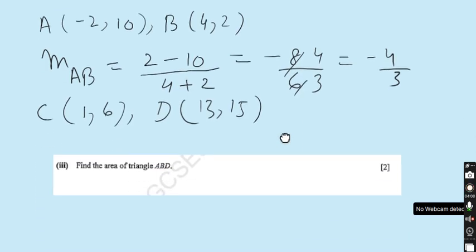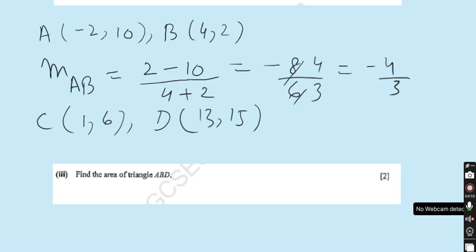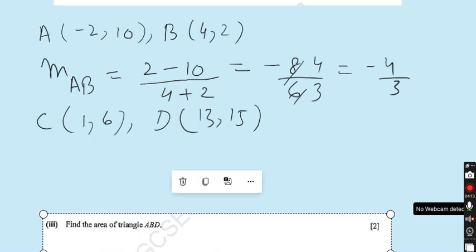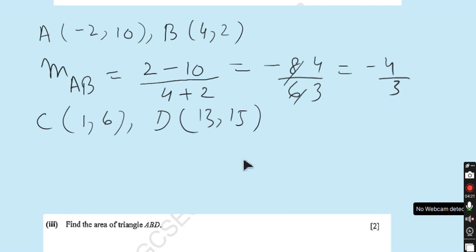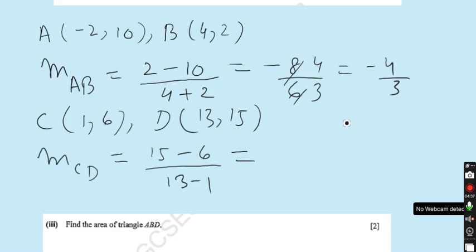Therefore gradient of CD is 15 minus 6, y2 minus y1 upon x2 minus x1. 15 minus 6 is what? 9. 13 minus 1 is 12. So 3 3s are 9, 3 4s are 12, 3 upon 4.